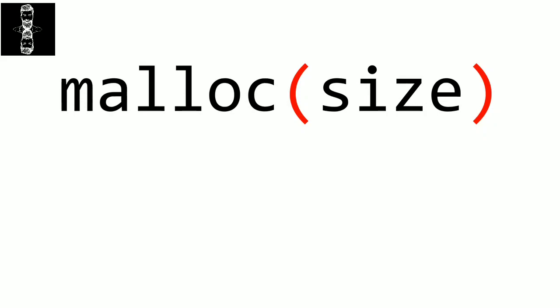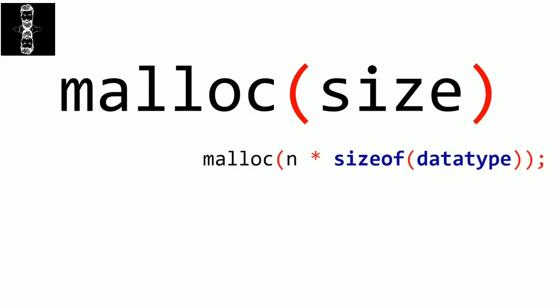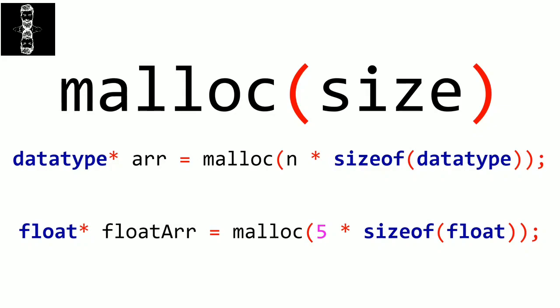What did we say about array size in memory? We said that it's the number of elements multiplied by the size of the data type, and this is exactly what we're gonna pass as parameter in malloc. The number of elements stored in the variable n, for example, multiplied by the size of the data type, and the result is assigned to our pointer. So for example, if we want to create an array of 5 floats, we write float pointer, then the array name, for example float array, and we initialize it to malloc(5 multiplied by the size of float data type). The size of float is generally 4 bytes, so here we allocated 20 bytes for our array.